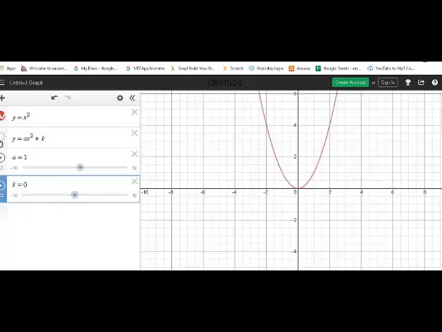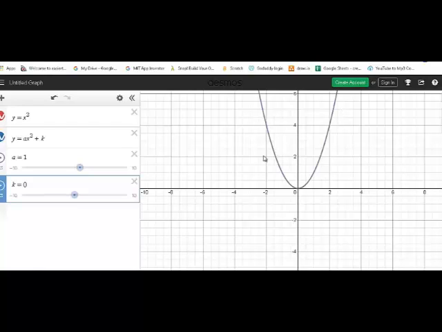If I turn on the graph of y equals ax squared plus k with a equal to 1 and k equal to 0, this means that a is 1, so it's x squared, plus k is 0, so it's going to be the same graph as the base function. And you can see that it becomes blue.